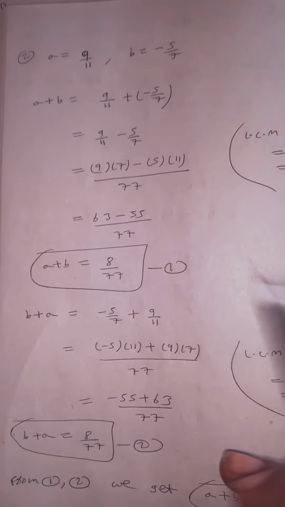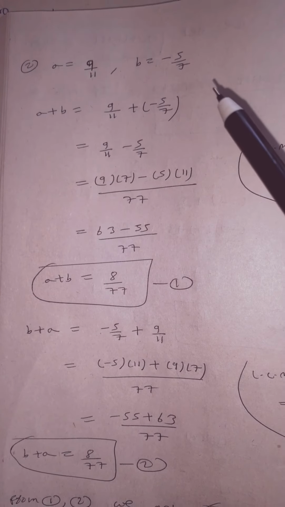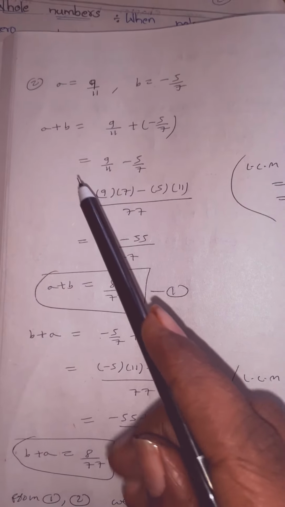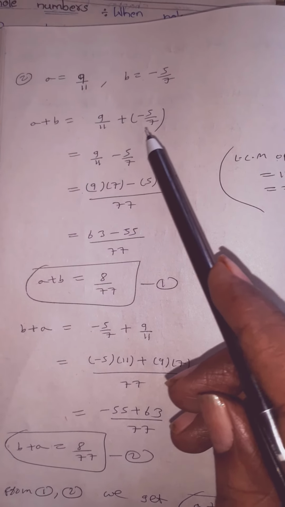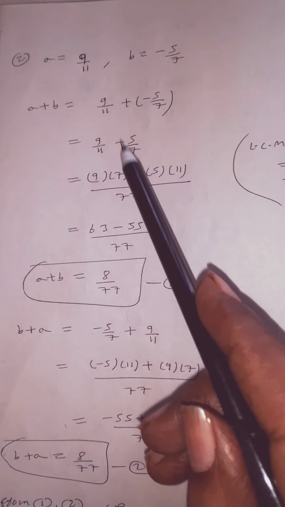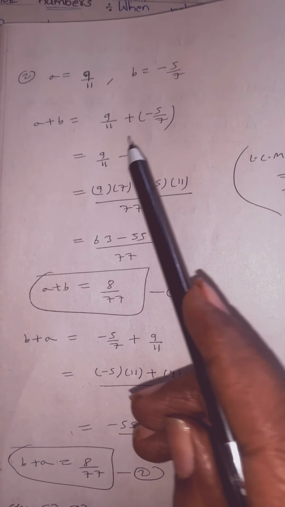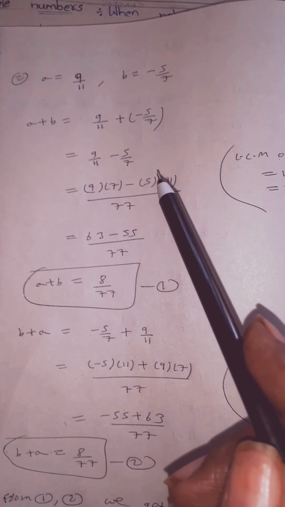Next problem, children. Next example I have taken like this. A equal to 9 by 11, b equal to minus 5 by 7. So a plus b equal to 9 by 11 plus b value is minus 5 by 7. So here write first term as it is, 9 by 11, plus into minus is minus 5 by 7.